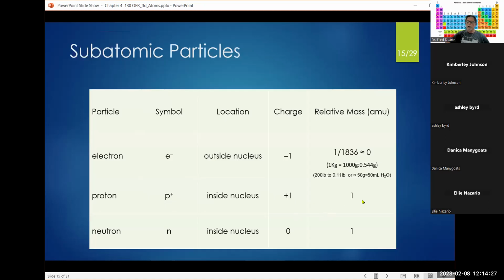Okay, so the subatomic particles that we're going to be dealing with are given as follows. Yes, these subatomic particles are made up of even smaller particles, but that's beyond the scope of Chem 130. We're going to talk about the electron, the proton, and the neutron. The electron's symbol is the letter e, and it's got a superscript.